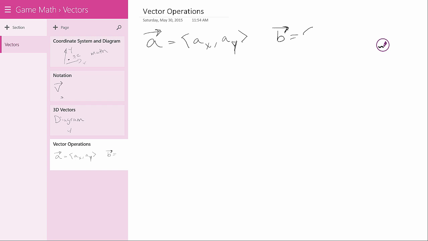And that's going to be bx, by. And then we have some scalar value, c. And that's just some random number. That's what a scalar is. Just any given number. It can be a decimal point or it can be just a simple integer.